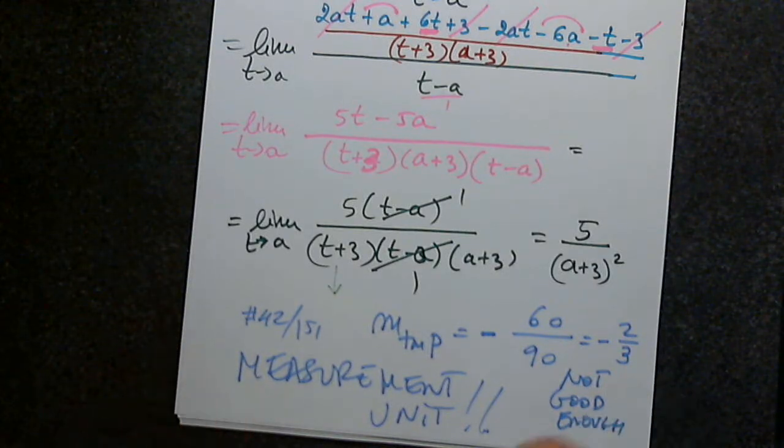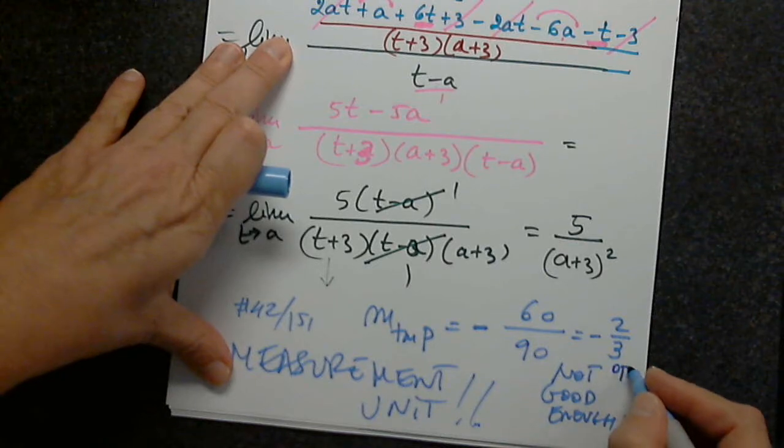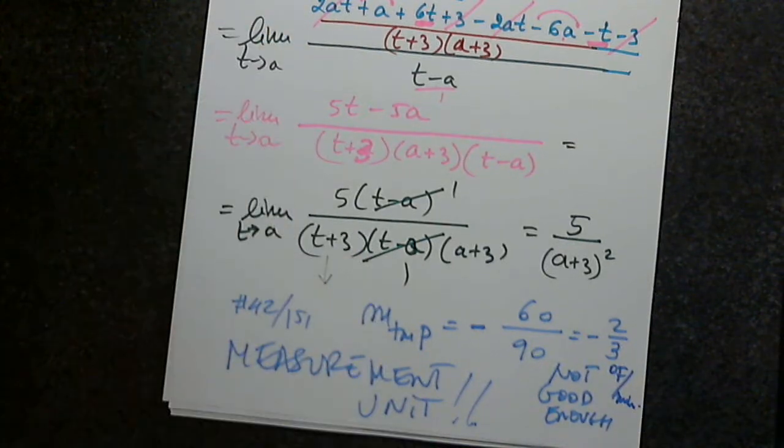So what is the measurement unit here? It is degrees per minute. So degrees Fahrenheit per minute. So please remember the measurement unit. Questions for me here? I would like to look at another problem.